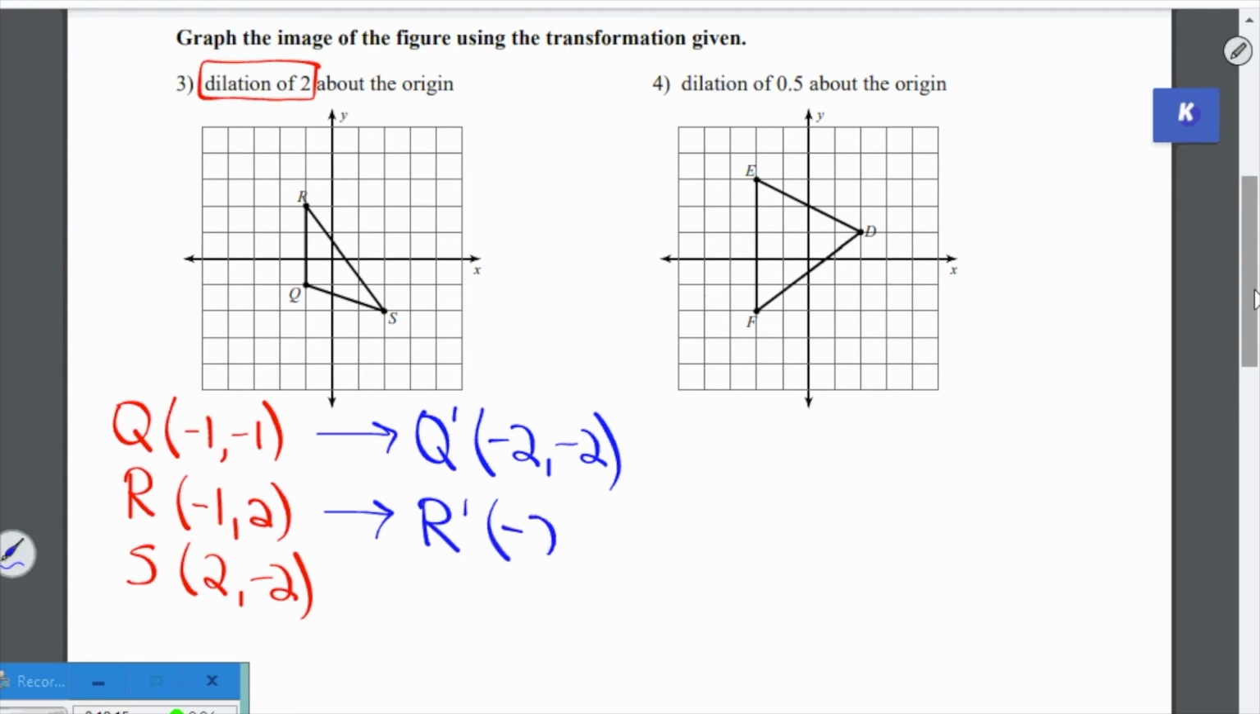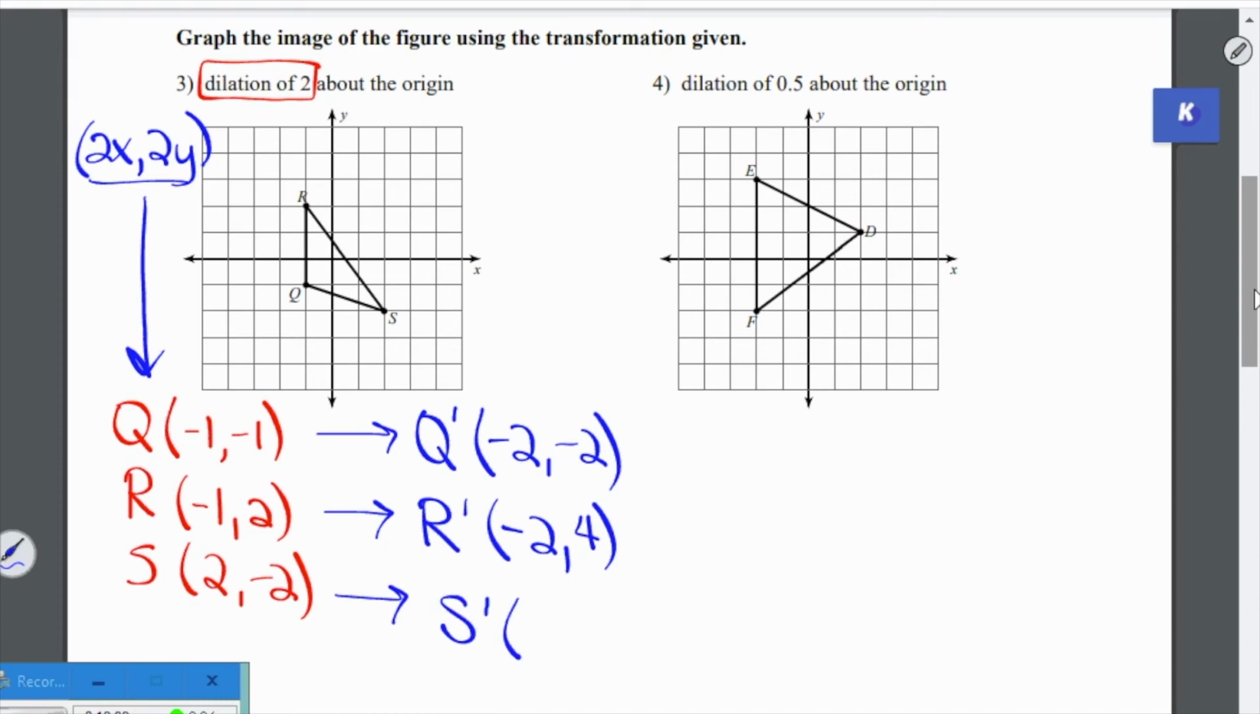Multiply each of these coordinates by 2. -1 times 2. Remember, my scale factor is 2, so I'm doing 2x, 2y. Just keep that in mind. That's what I'm doing down here. And then 2 times 2 is 4. S prime is 2 times 2, which would be 4, and -2 times 2 would be -4. So now let's graph those. So -2, -2. There's Q prime. -2, 4. There's R prime. And 4, -4. There's S prime.